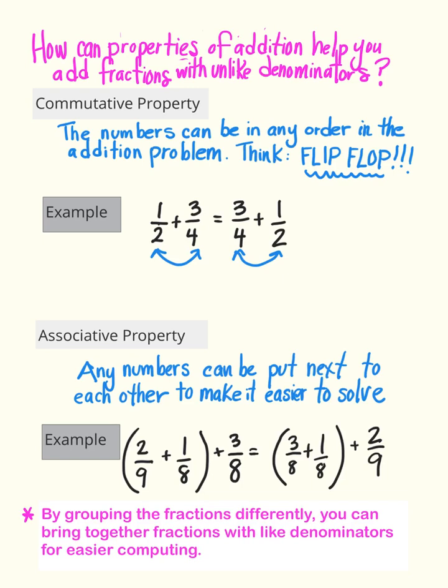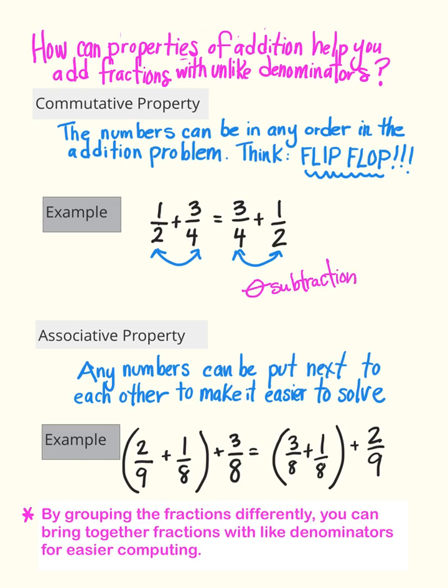So the first thing that we're going to review is commutative property. Commutative property is the numbers can be put in any order in the addition problem. So think we're going to flip-flop them around. So an example is 1/2 plus 3/4 is the same as 3/4 plus 1/2. You can flip-flop them around and nothing will happen. You cannot do that in subtraction. You can only do it in addition.